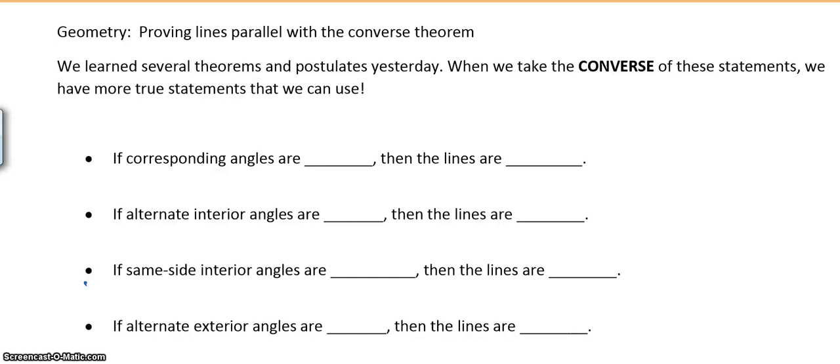Alright, welcome geometry. Now, yesterday we learned all these awesome things about parallel lines. We learned that if you have parallel lines, all these things are true. Corresponding angles are congruent. Alternate interior angles are congruent. Alternate exterior angles are congruent. Same side interior angles are supplementary, and same side exterior angles are supplementary. So we said if parallel lines, then all this stuff is true.